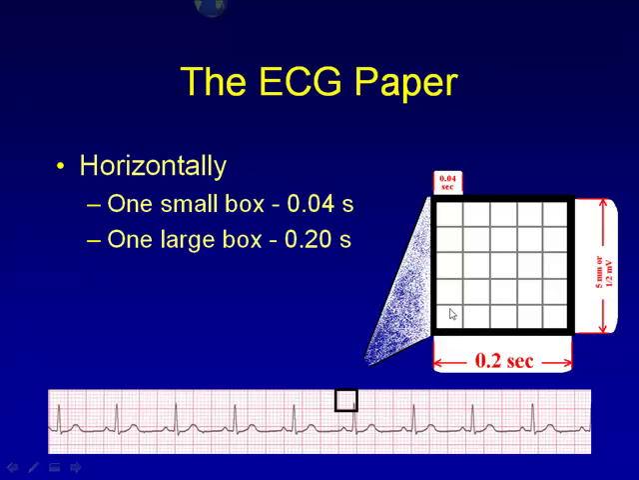So here 1 millimeter, 1 millimeter, 1 millimeter, 1 millimeter, 1 millimeter. That means we have 5 millimeters and 5 millimeters. How many large squares do we need to make 25 millimeters? Yes, you are right. We need 5 large squares, because each one contains 5 small squares per row. That means 25 small squares, which means 25 millimeters, which is how the machine constantly runs. So the large square is 0.2 seconds.